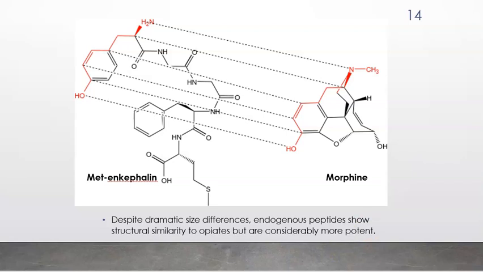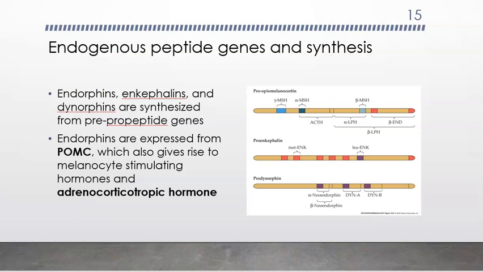So, how do our endogenous peptides get made? Like all peptides, there's a gene that represents the peptide or the pro-peptide, and it then gets cleaved. So endorphins, enkephalins, and dynorphins are synthesized from these pre-pro-peptide genes. Like I mentioned before, for our endomorphins we haven't identified any genes or anything yet, so we're just going to ignore that for now.